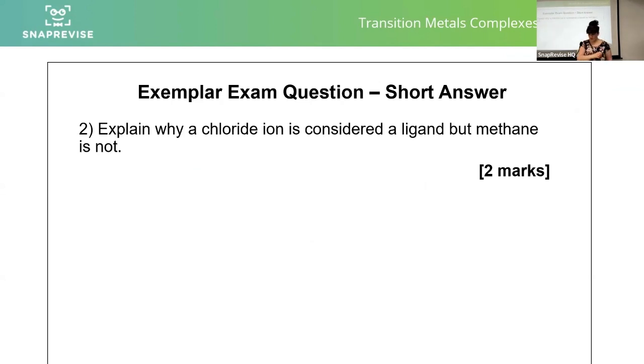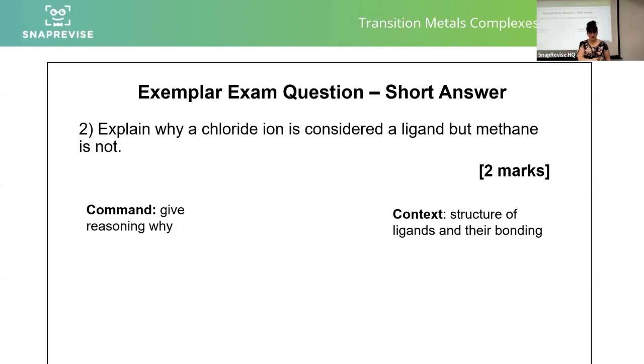The command word is explain. So I need to give a reason why. And then specifically, I'm giving a reason why chloride ion is considered a ligand, but methane isn't. Why can methane not act as a ligand? That's my direction. So what are our thoughts?